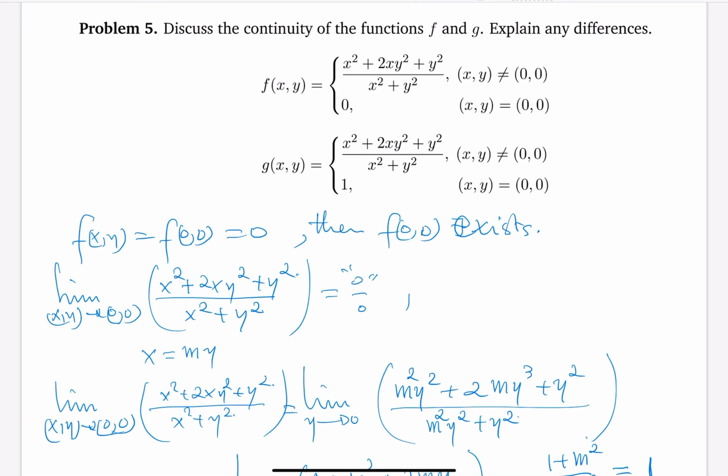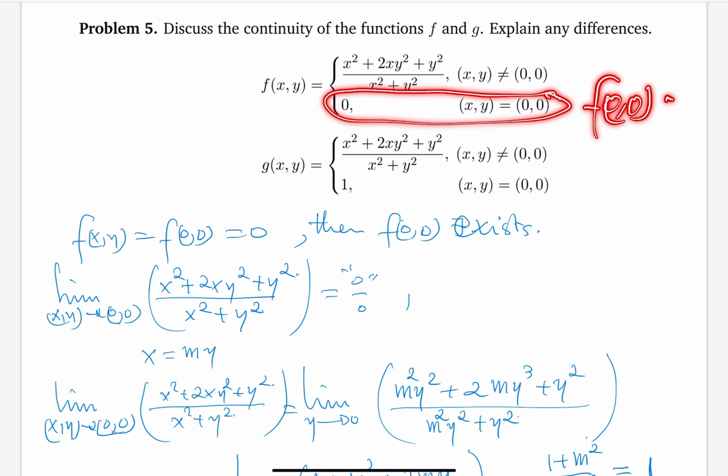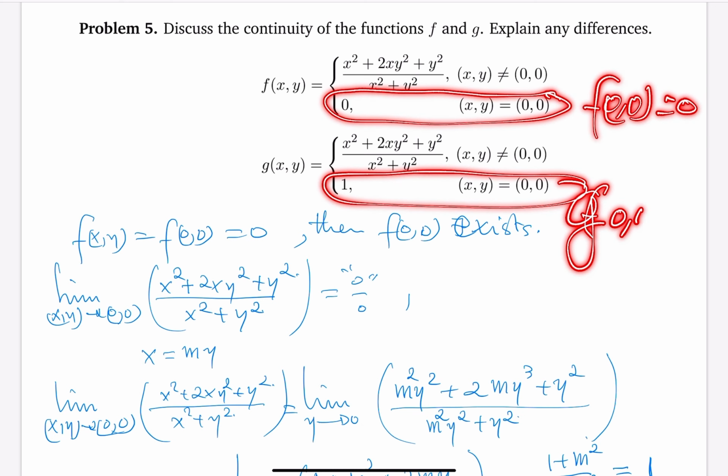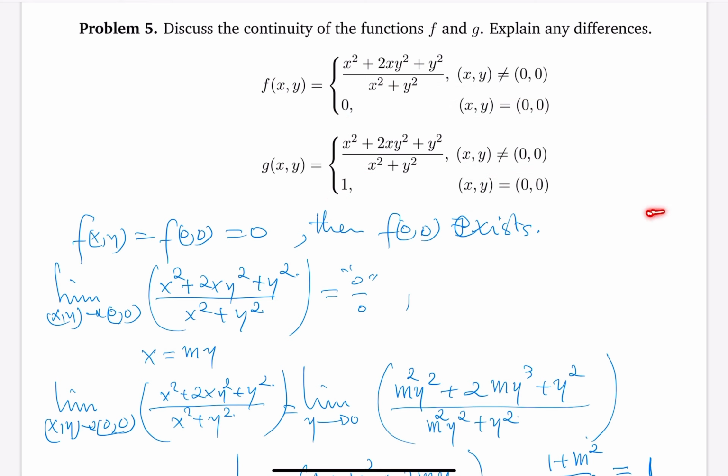Now, if they ask you to discuss the limit, let's find it. We know something. We know f(0,0) is equal to 0. And also here, same thing, g(0,0) is equal to 1. You see the difference now? That's the meaning. From here, from the top, it is equal to 0 for f, and here it is equal to 1 for g, okay? So this one is good. So now we can say f(0,0) exists, okay?